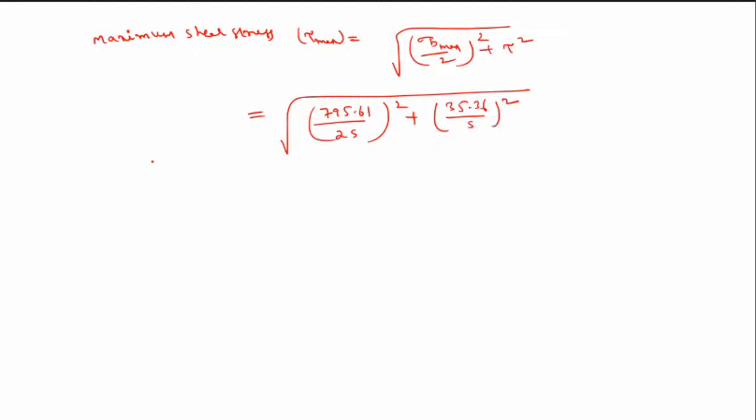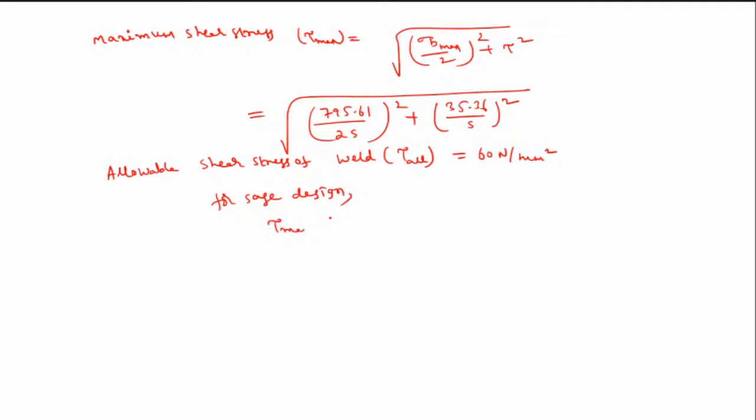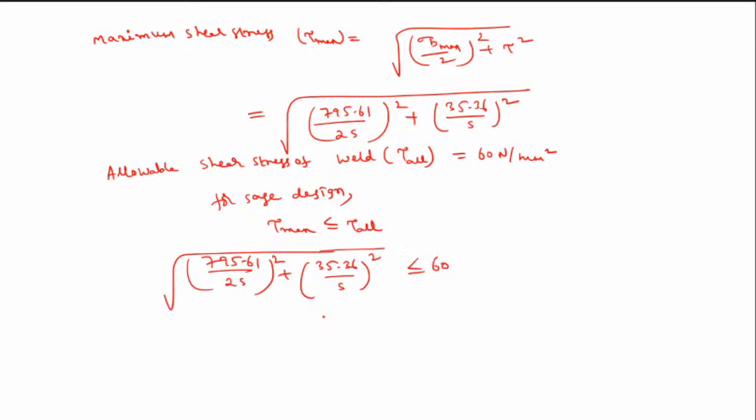And they have given the allowable shear stress of weld, that is tau allowable, as 60 Newton per mm square. And we know that for safe design, tau max should be less than or equal to tau allowable. That is, 795.61 by 2S whole square plus 35.36 by S whole square should be less than or equal to 60. From this we get the value of S as 6.65. So this is your required size of weld, S is equal to 6.65 mm.